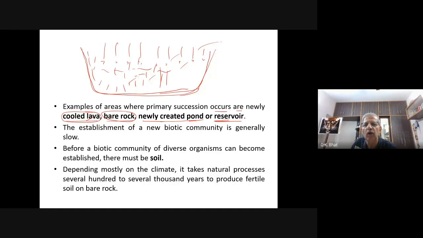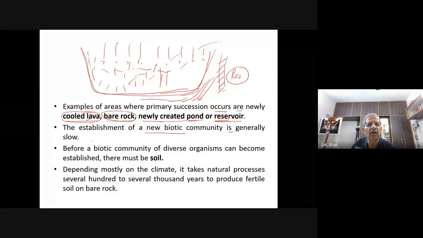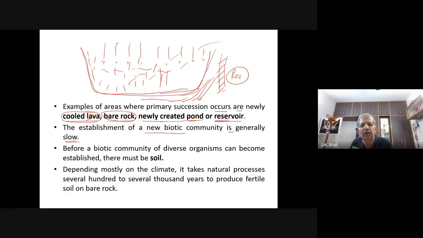Many times, when dams are constructed, at one side of the dam you have a reservoir. At the other end, it is down below, and canals are there, and water is made to pass through the canals. This reservoir, which got newly formed, develops its own fauna and flora gradually. So the establishment of a new biotic community is generally slow here. Gradually, the new biotic community includes both plants and animals.